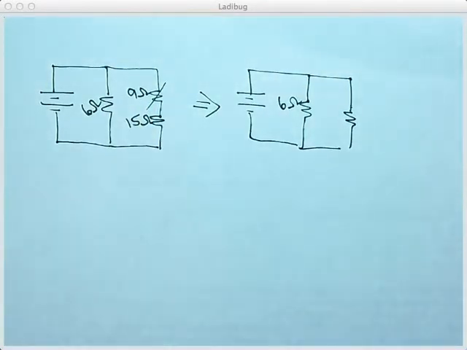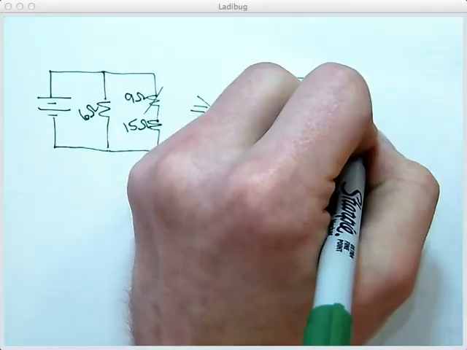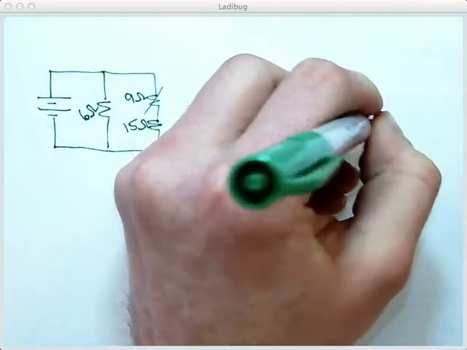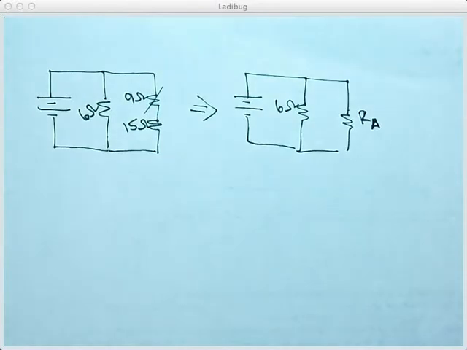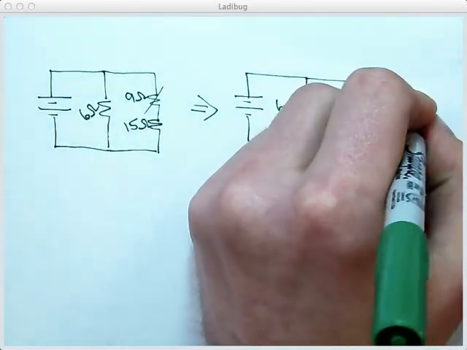Okay, that's our equivalent. I like to save REQ for the very, very last one, so I'll just call this RA. That's just the way I do it. RA is going to be 9 plus 15, so 24 ohms.